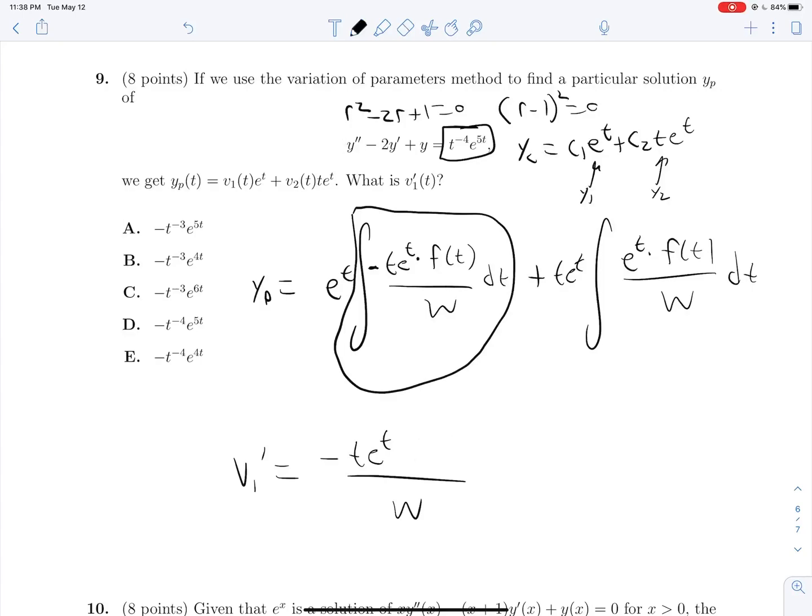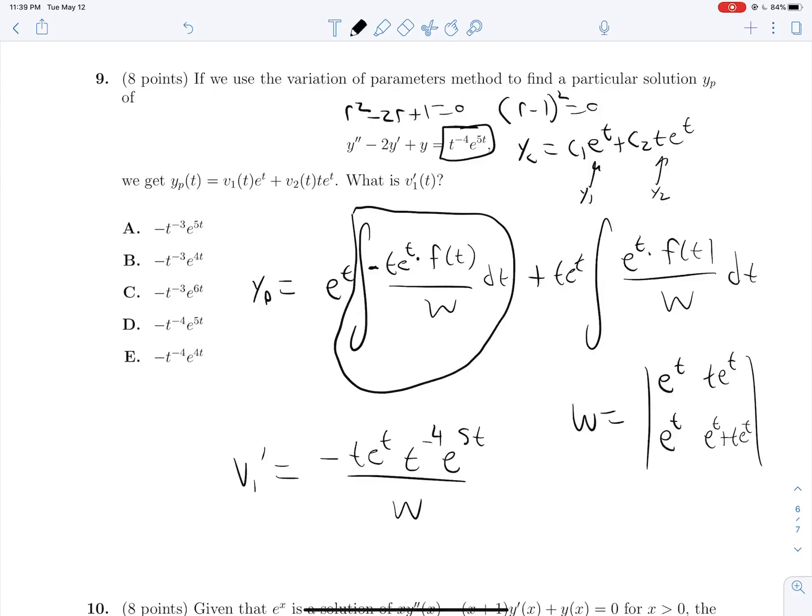So we can replace that with t to the negative 4th e to the 5t. Now this Wronskian is the Wronskian of our two fundamental solutions. That is the determinant of our two fundamental solutions and their first derivatives. So we have e to the t and e to the t and t e to the t and e to the t plus t e to the t.